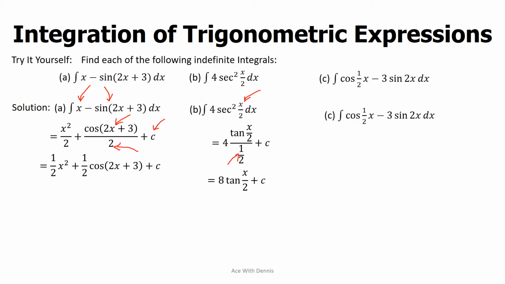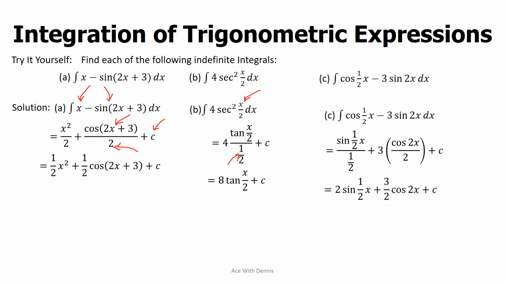For C, integration of cosine half x minus 3 sine 2x dx. So integration of cosine half x, we get sine half x over half. Integration of negative 3 sine 2x, we get positive 3 cosine 2x over 2, plus the c. We can rewrite this, it becomes 2 sine half x plus 3 over 2 cosine 2x plus c. This is the answer for C.